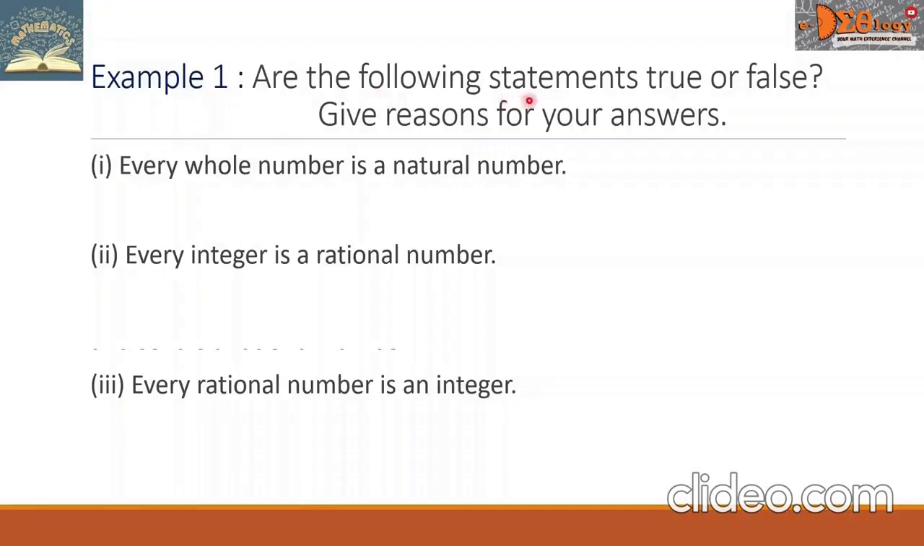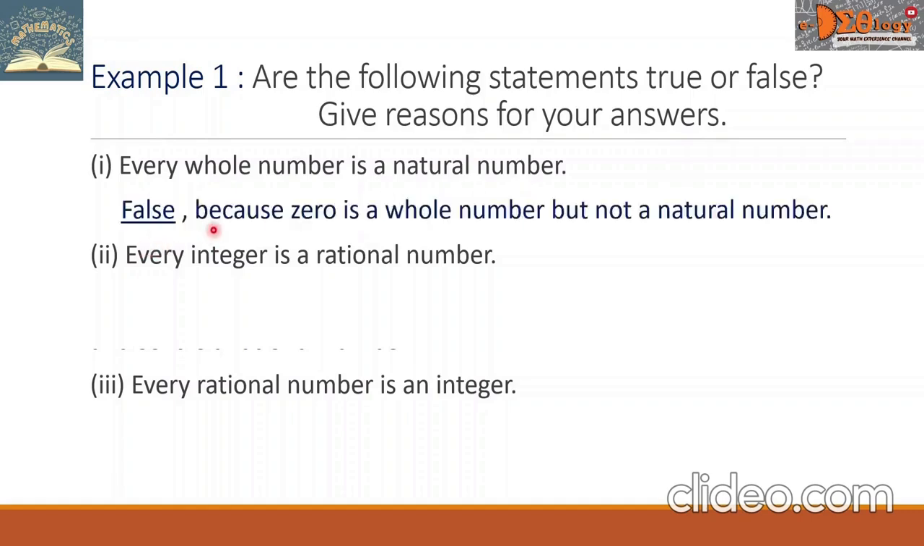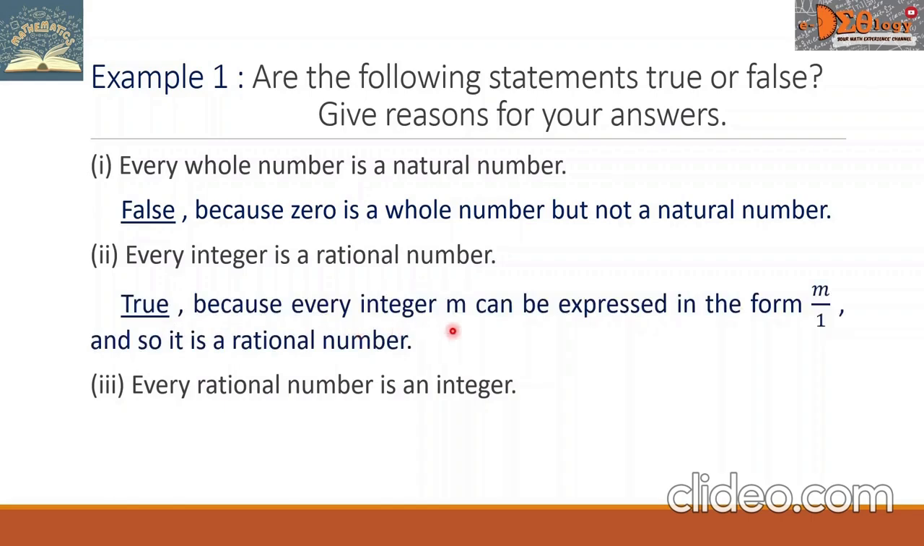Example 1. Are the following statements true or false? Give reasons for your answers. Statement 1. Every whole number is a natural number. This is false, because 0 is a whole number but not a natural number. Second statement, every integer is a rational number. This is true, because every integer m can be expressed in the form m over 1, and so it is a rational number. Statement 3, every rational number is an integer. This is false, because 3 over 5, a counterexample, is not an integer.